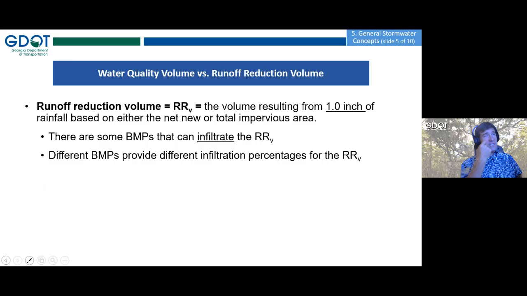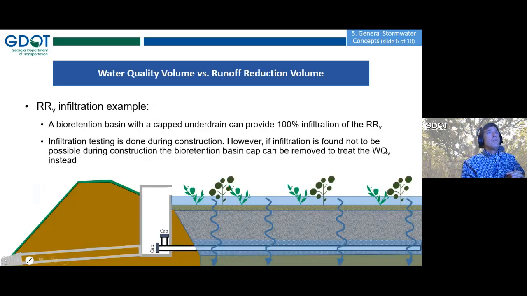Runoff reduction, I think the idea here is, and I may be skipping ahead of myself, that if you can infiltrate 100% of the runoff reduction volume, then that is basically 80% of the 1.2. Basically, you meet one of the MS4 requirements of treating 80% of the 1.2, and I actually think it's better because it also addresses extra water or increased water. Next slide. And here, as I was just talking about, for example, the bioretention basin with a capped underdrain can provide 100% of the runoff reduction volume.